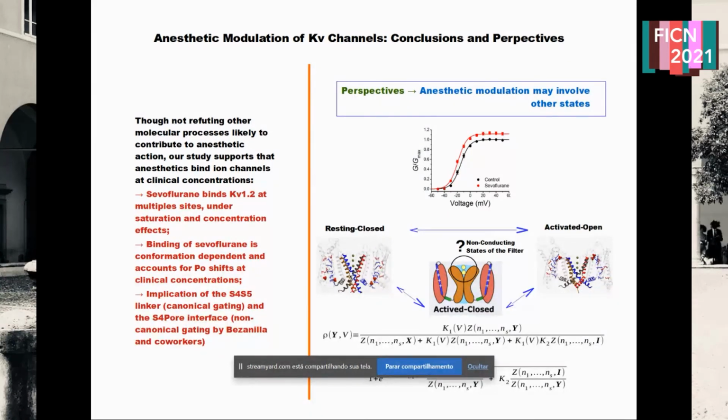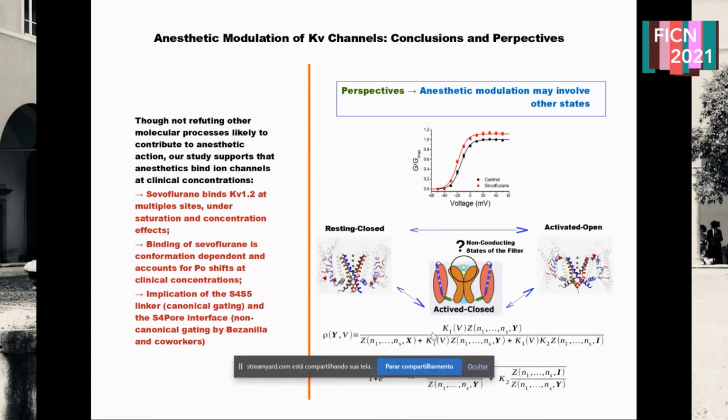Besides, it is still unclear for us the role of other conformational states on that modulation process. For instance, we are particularly interested in the activated closed conformation of the channel, in which the voltage sensors are up but the pore is closed. We are also very interested in non-conductive states of the selectivity filter, so how the ligand impacts the transition of the filter between conductive and non-conductive states. And for that investigation, now in the lab, we are performing flooding MD simulations.